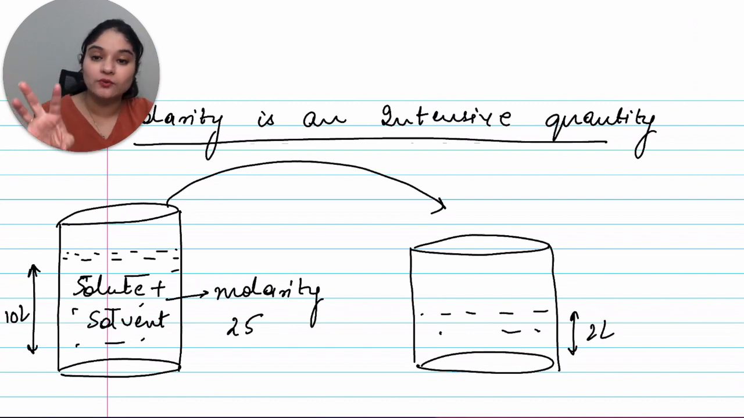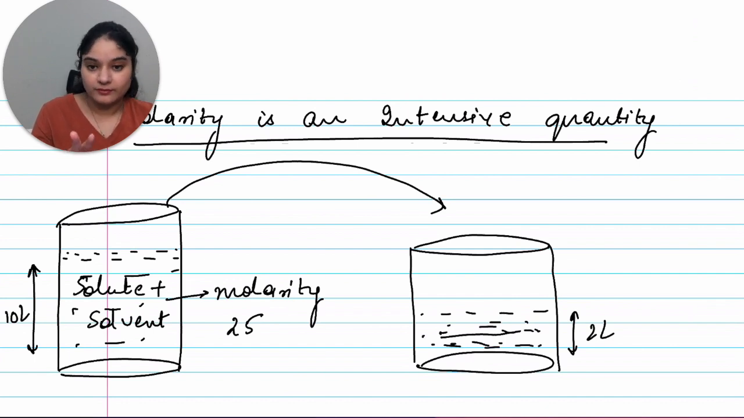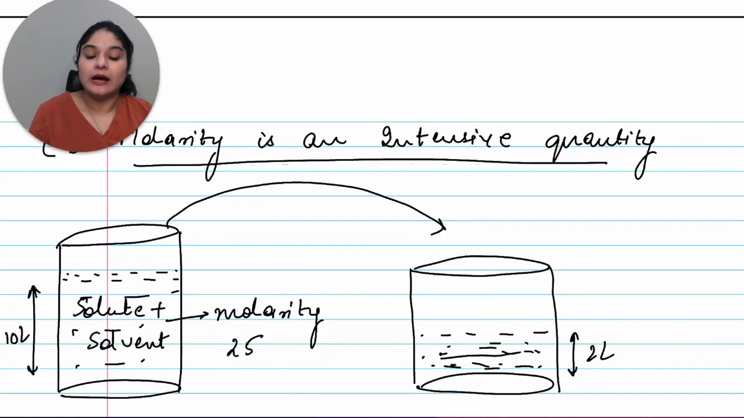Because initially the volume was 10 liters. We have shifted it, or we have taken out 2 liters of that volume. So how is the molarity impacted by that? So this is your question. Think about it, pause the video, give it a thought, and then resume. I'll tell you the answer.